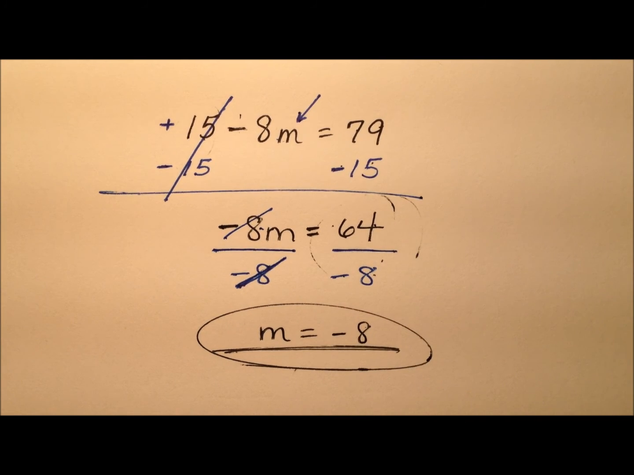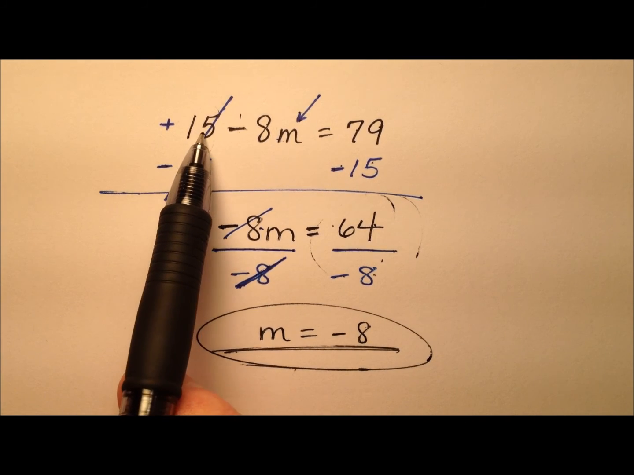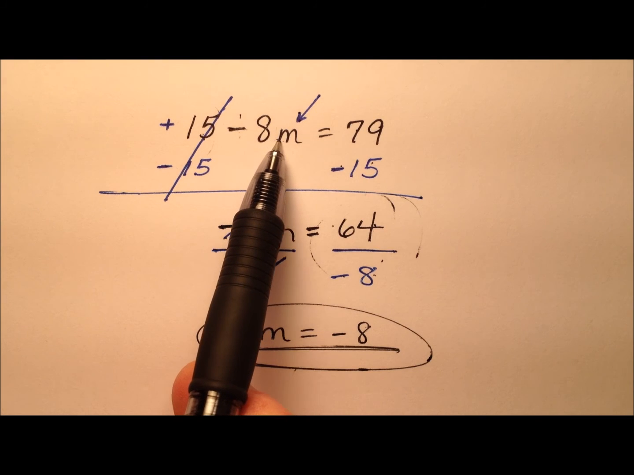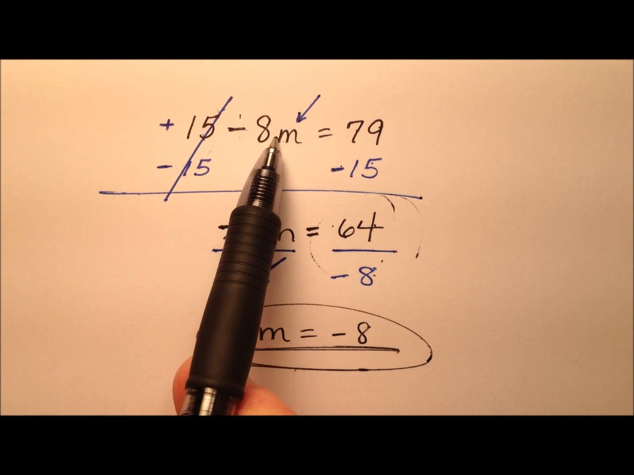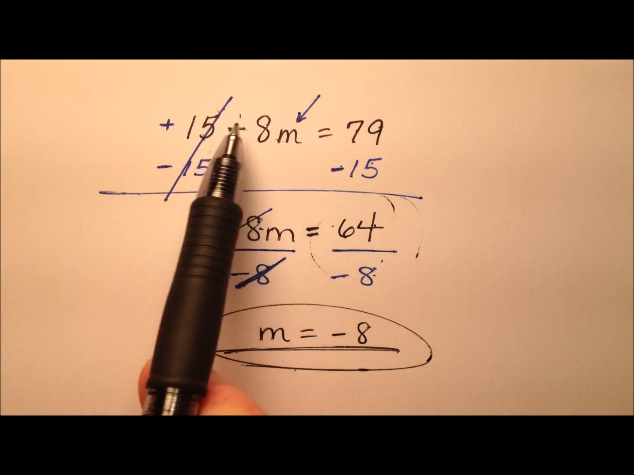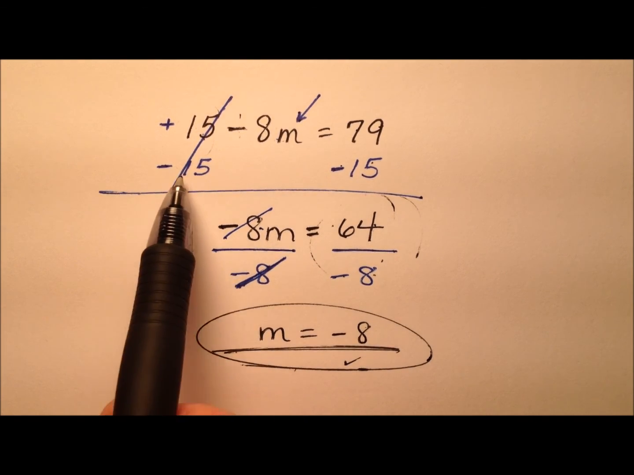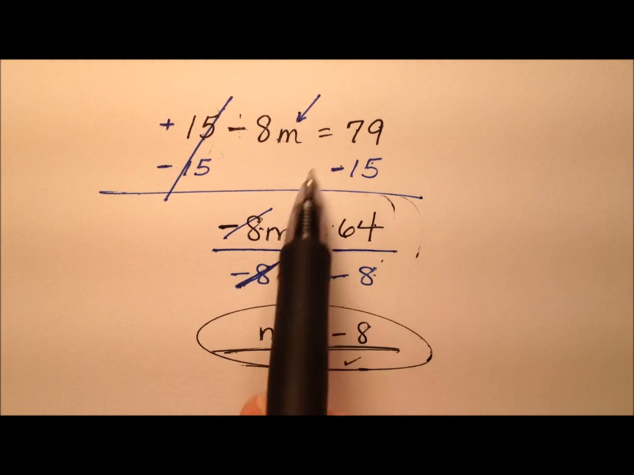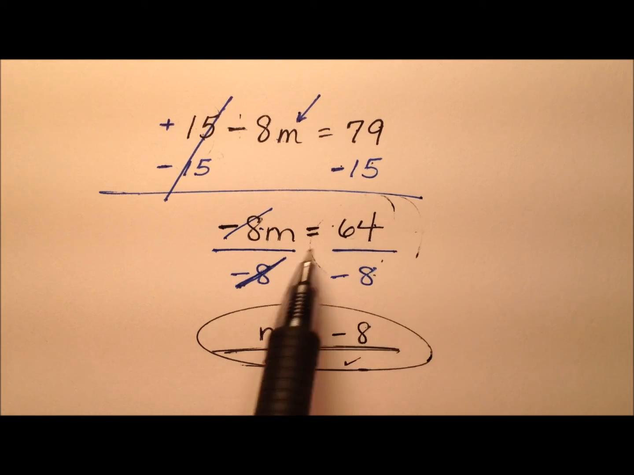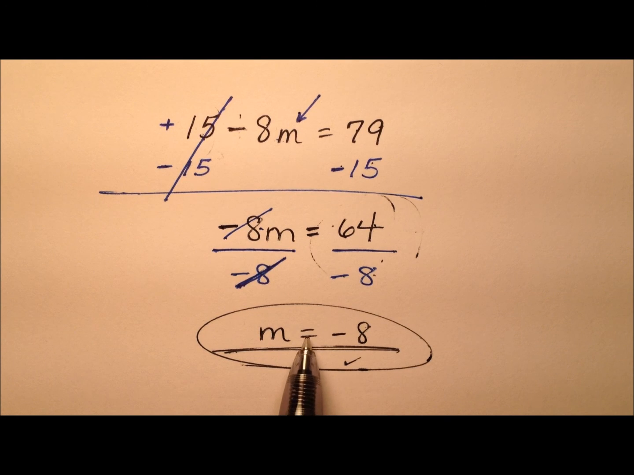Let's plug it back in just to make sure. So we have 15 minus 8 times negative 8. Negative 8 times negative 8 is positive 64. 15 plus 64 is indeed our 79. So this was made possible by using the subtraction property of equality first, then simplifying, and then the division property of equality and simplifying. So we see in this example that the value for the variable m is negative 8.